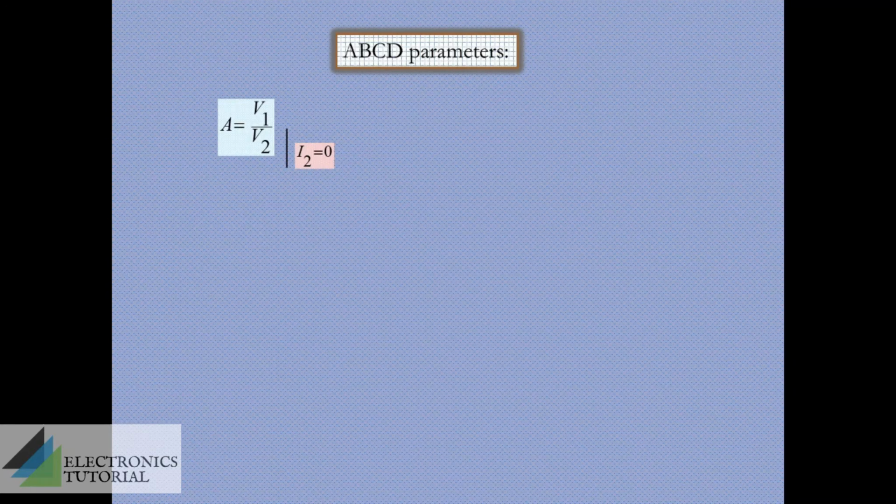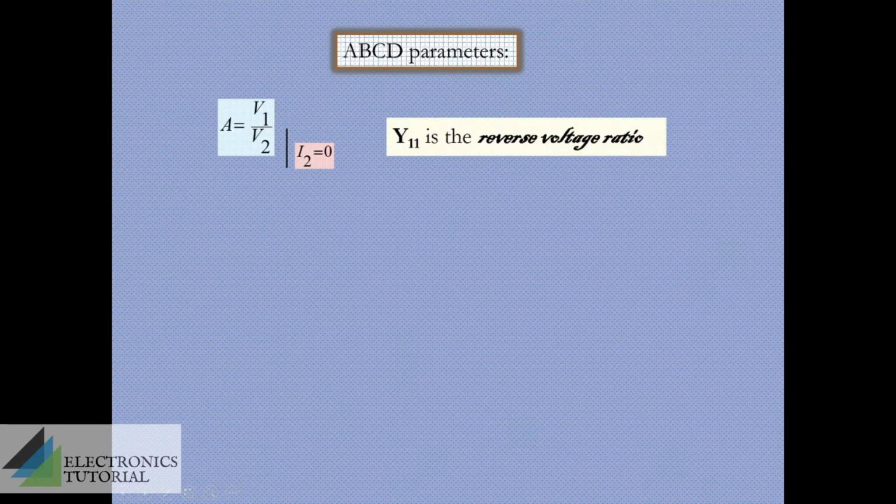We'll try to name these ABCD parameters. The expression for A consists of voltage terms both in the numerator and in the denominator, and we can call it a voltage ratio. And considering the direction, we can see that it is from input port to output port. So A can be named as reverse voltage ratio.